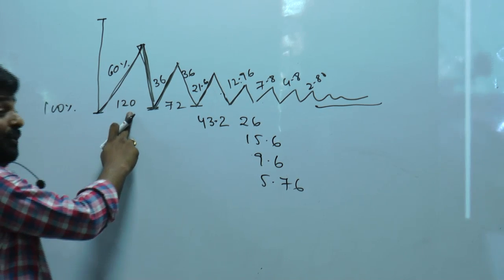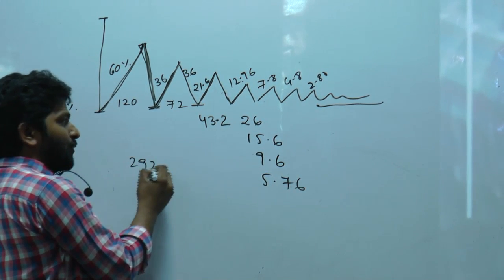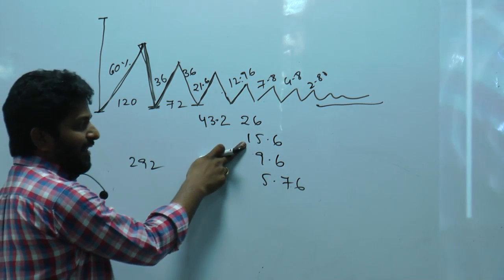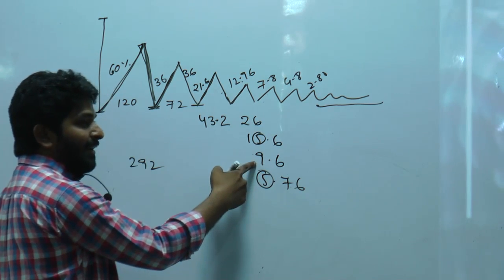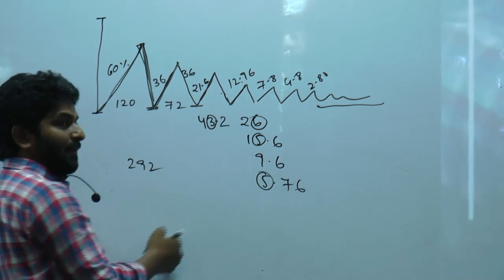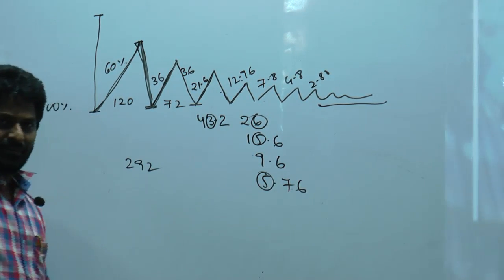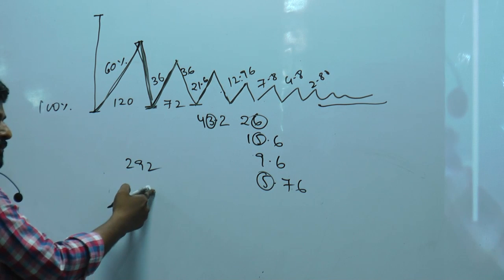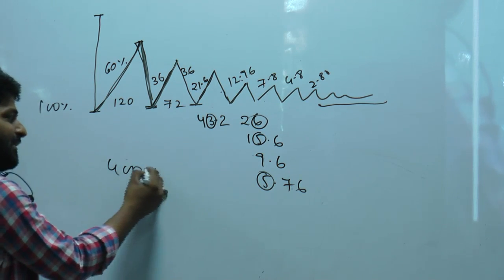100, 220, 292, 292 so far. Wait a minute. 40, 60, 70, 80, 89, 95, 98, all the rest of the values, 100. 100 plus 292, 392%, which is near about 400%.